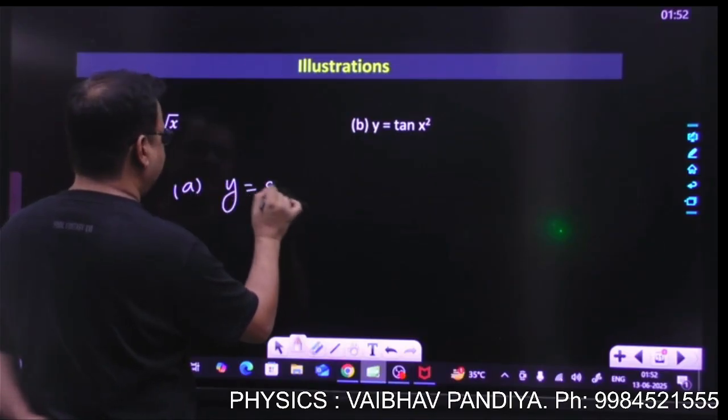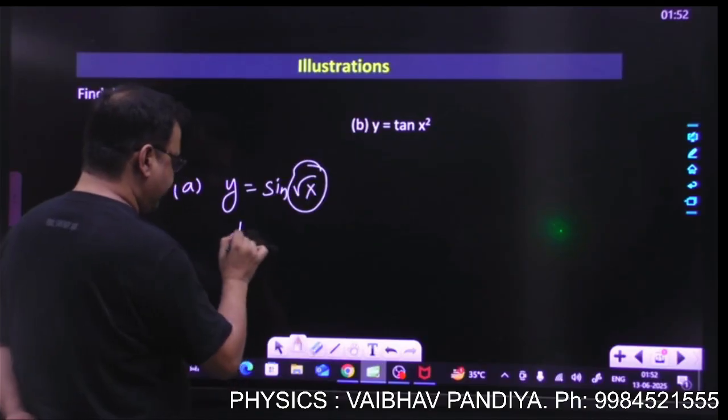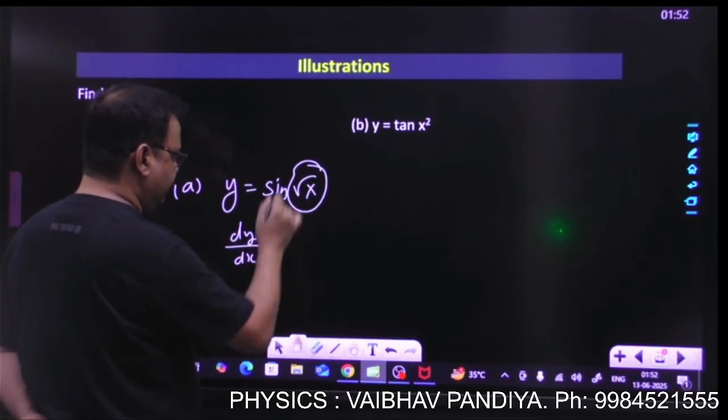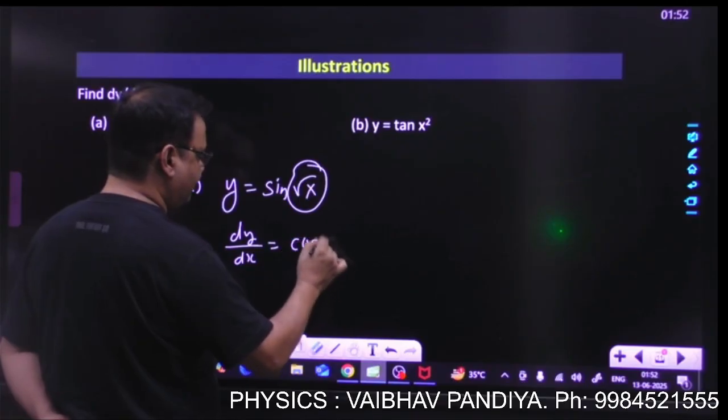Y is sine root x. So this is the argument. So dy by dx will be simply the derivative, treating the argument as a single quantity. So derivative of sine is cos root x.